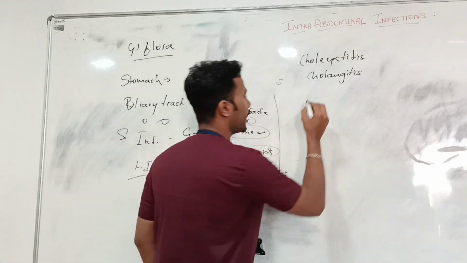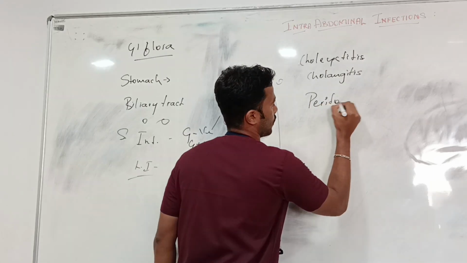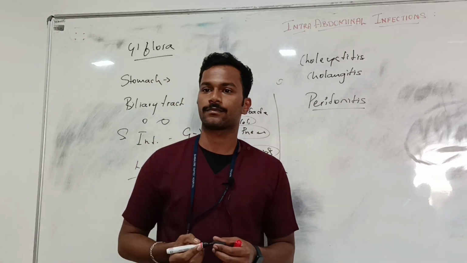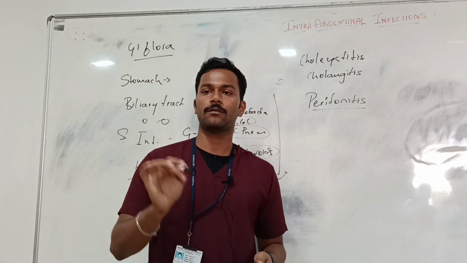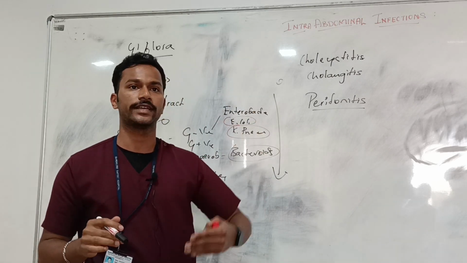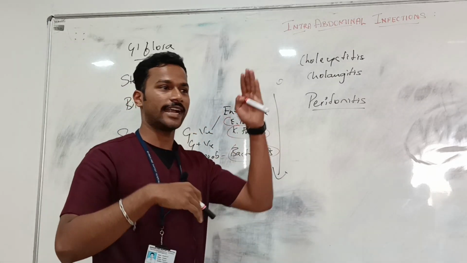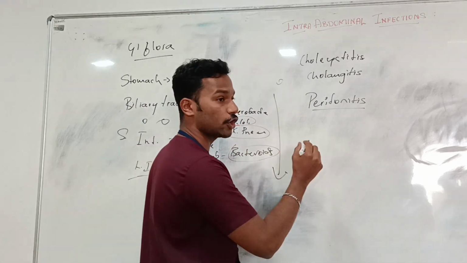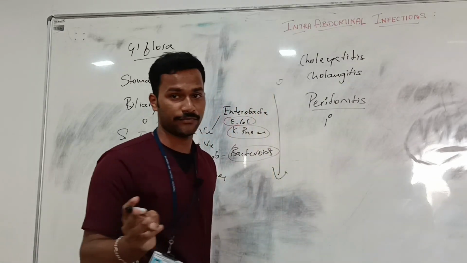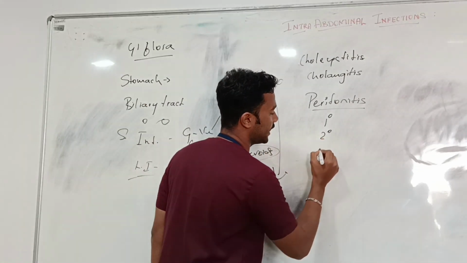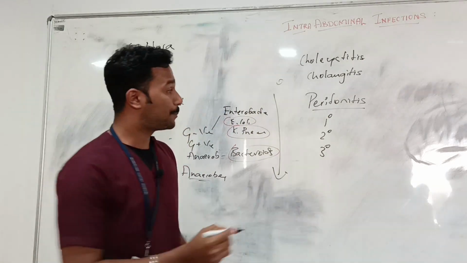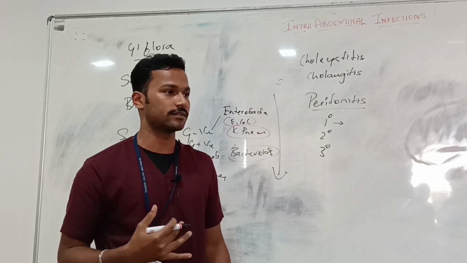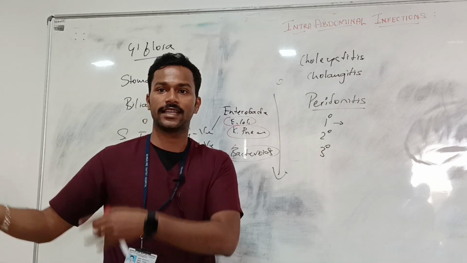Then comes peritonitis. What is peritonitis? Inflammation of the peritoneal cavity and retroperitoneal space. There is an anterior and posterior cavity along with the peritoneal cavity. In peritonitis, there are three further classifications: primary, secondary, and tertiary. Primary is due to direct infection, so there are no other root causes like any other infections.